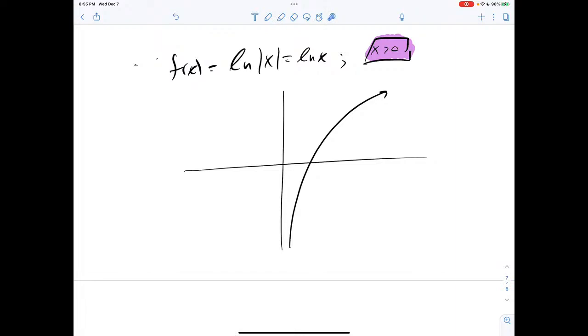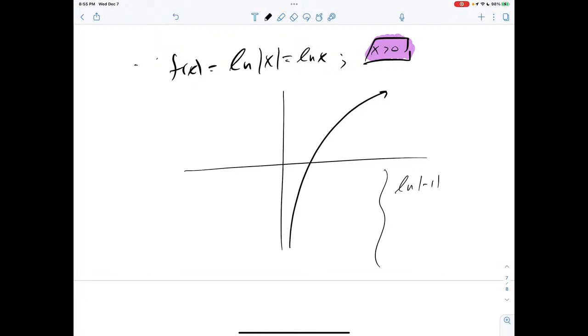Normally, with this, we'd be done. But now, because I have the absolute value on this, we can take in negative values. Before, these values would have been undefined, but now I can take the ln.